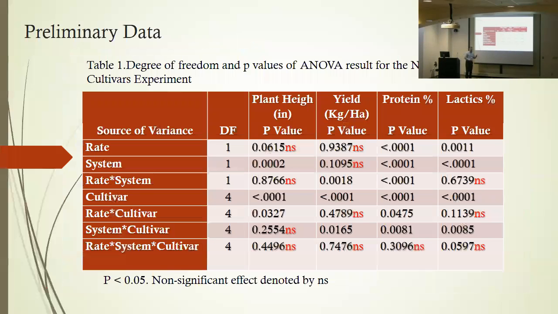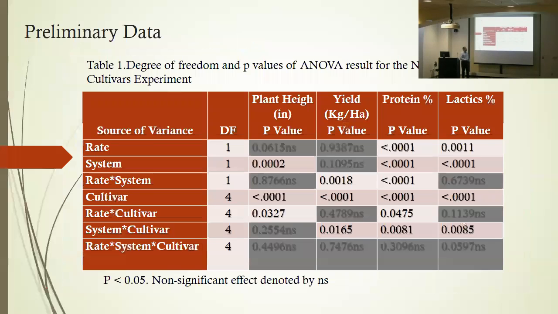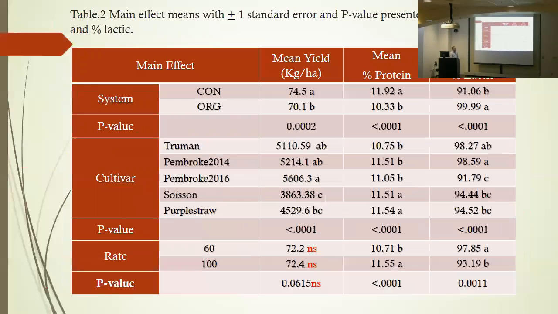This is the first year preliminary data. Here in this table, I'm going to walk through the significant numbers, while the cool stories are in the main effect tables here. So overall, we have a significant difference between organic versus conventional for the mean yield.